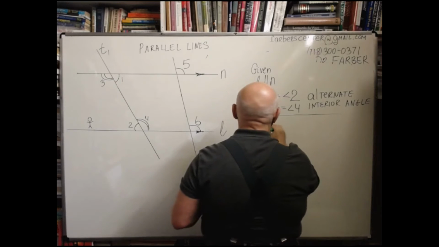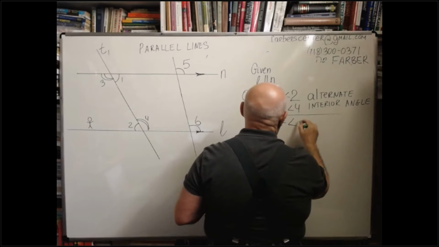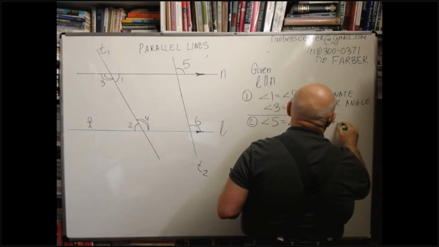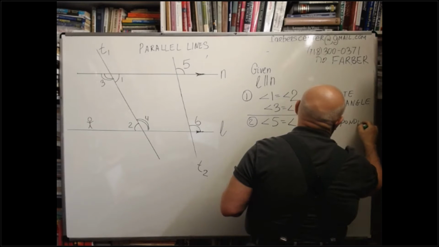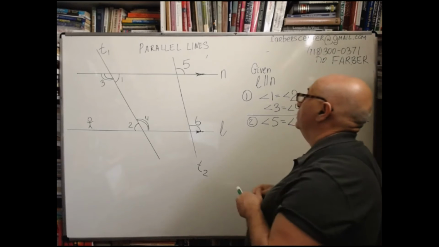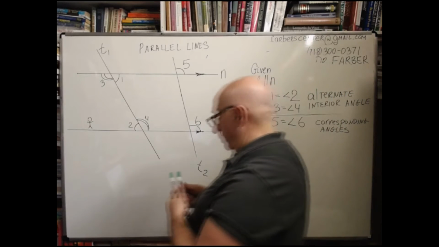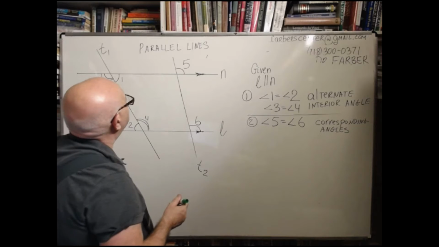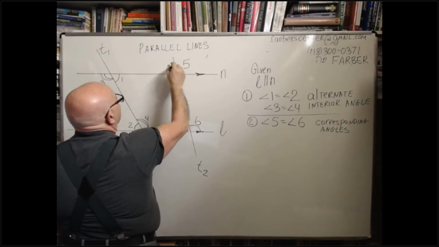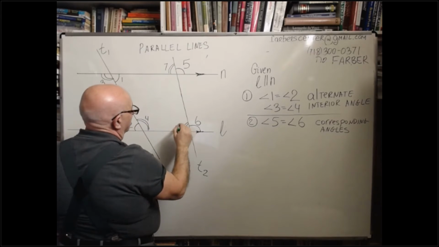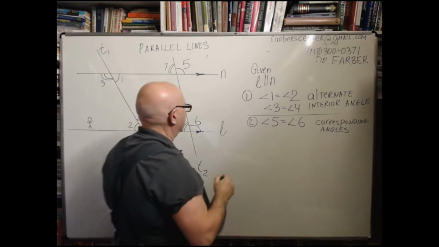Angle 5 equals angle 6. And we name these corresponding angles. Corresponding angles. They are always equal to each other. I can make another group. For instance, angle 7 and angle 8. They are also corresponding angles.